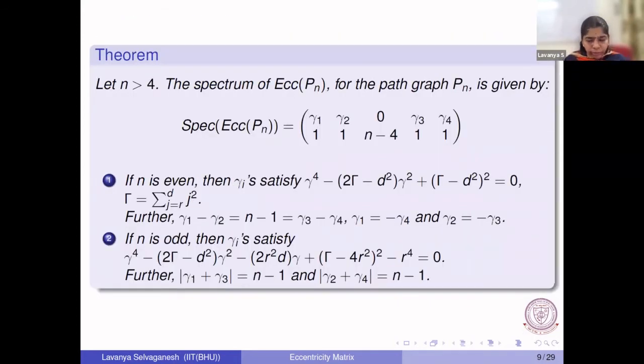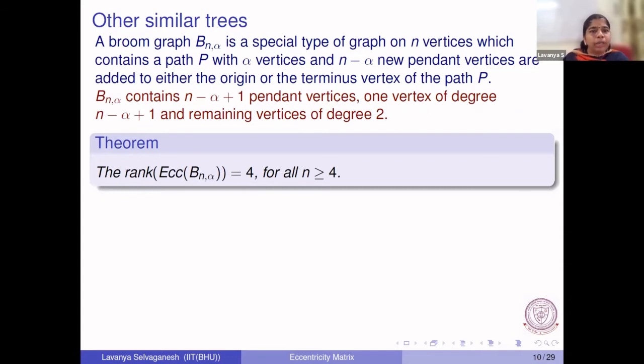Another extension of the path is to add duplicate vertices. By duplicate vertices, we mean that two vertices are duplicates if they have the same neighborhood set, because those vertices lead to identical rows in the eccentricity matrix. So we look into the broom graph. The word broom graph comes from the structure itself, how it looks. From a path, add alpha vertices to the last but one pendant vertex of the path. That leads to n minus alpha plus 1 pendant vertices and one vertex of degree n minus alpha plus 1. The remaining vertices are the path vertices, which are of degree 2.